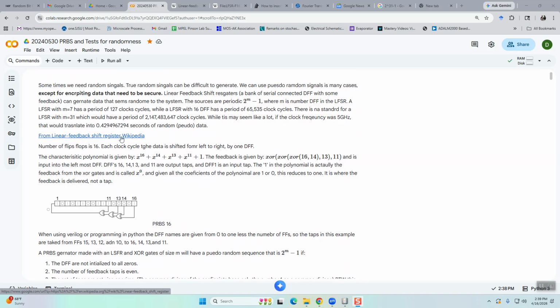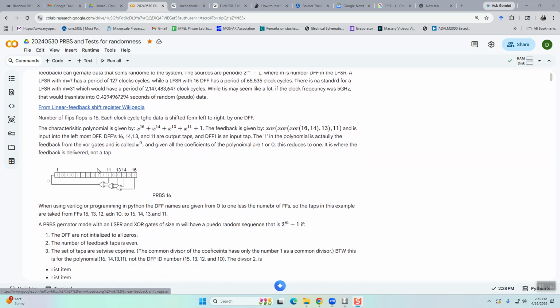We have a linear feedback shift register link from Wikipedia, and these are just flip-flops chained together, and then you have a feedback network. What it is, it can look like a random signal when a quasi-random signal is needed, but it is deterministic. It will repeat. And if you know what the random signal is, you can hack or decrypt signals encrypted with this very easily. So this is not for encryption.